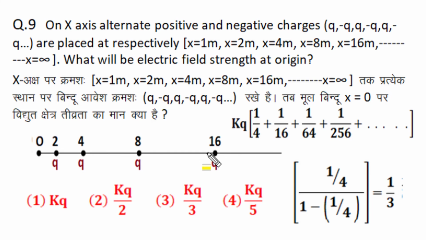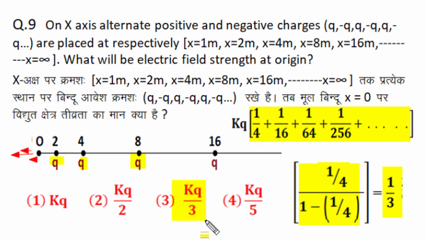In the similar example, if all charges have identical positive polarity, then all will produce electric field in the same direction. Of course, due to different distances, this 2 meter charge has kq by 4 volt per meter electric field intensity. The 4 meter distance position charge will produce kq by 16. 8 meter will produce kq by 64, and so on. Again, this is a geometric progression with first number 1 by 4 and common ratio again 1 by 4, and simplification results in 1 by 3. So the resultant electric field intensity of all those charges distributed up to infinity is kq by 3 volt per meter at origin.